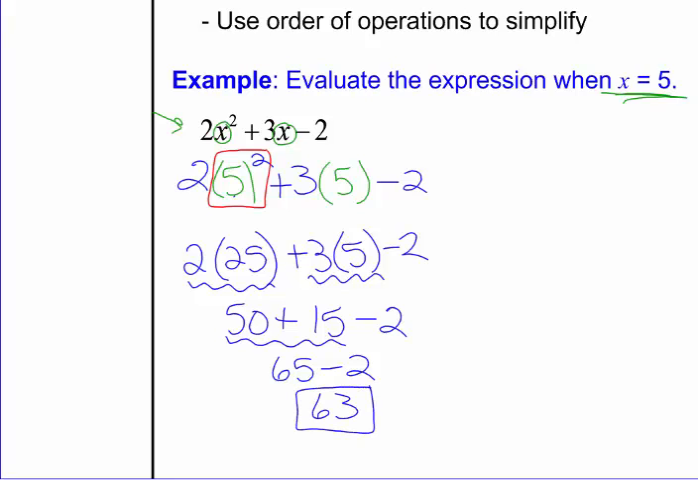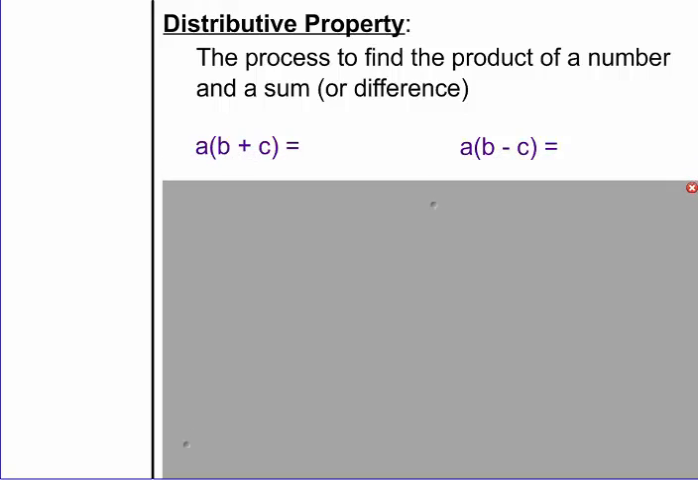So your answer is 63. Next, distributive property. So the process to find the product of a number and a sum or difference. Okay, so here's a couple of abstract examples.